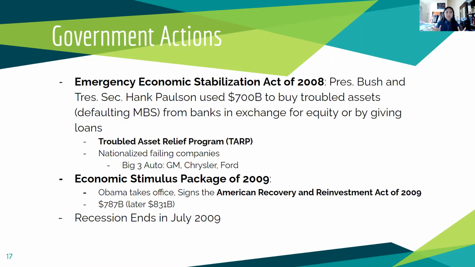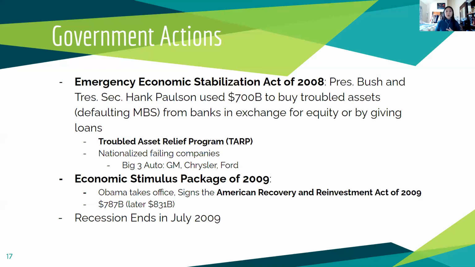This is called the Troubled Asset Relief Program, or TARP. TARP bails out big banks, and also automakers, homeowners, and a bunch of different groups of people that lost a lot of money. They also nationalized failing companies, so you see the big three auto: GM, Chrysler, and Ford.